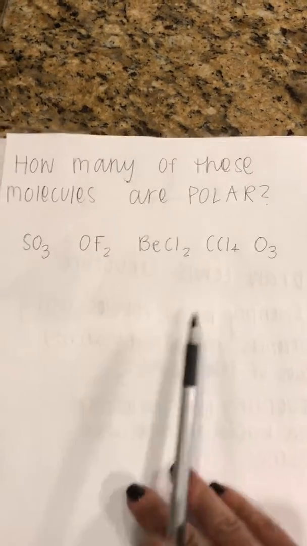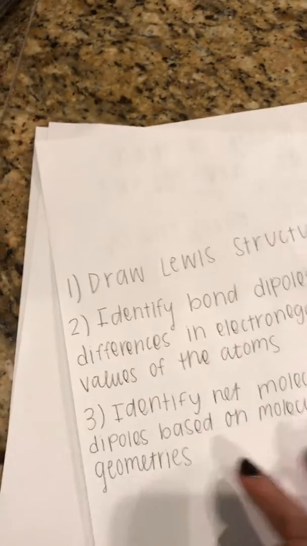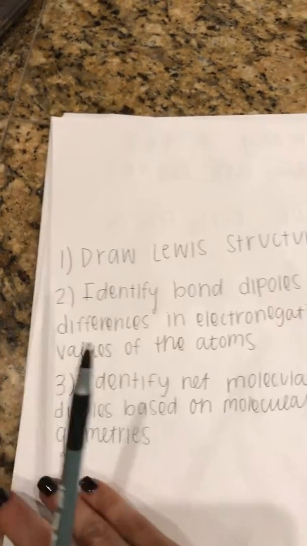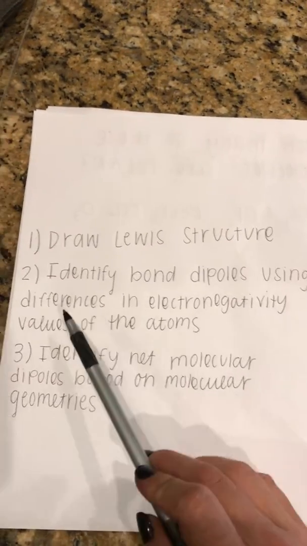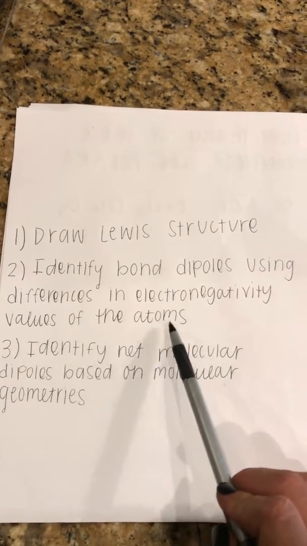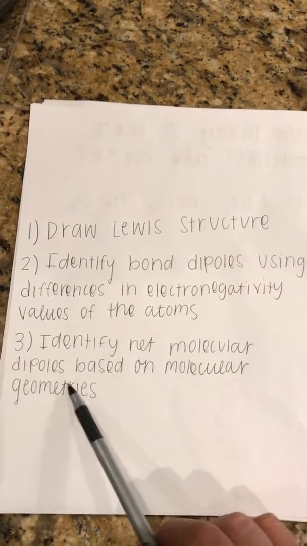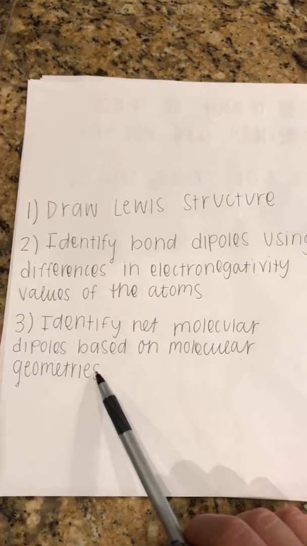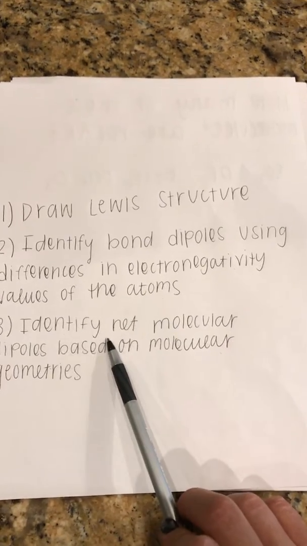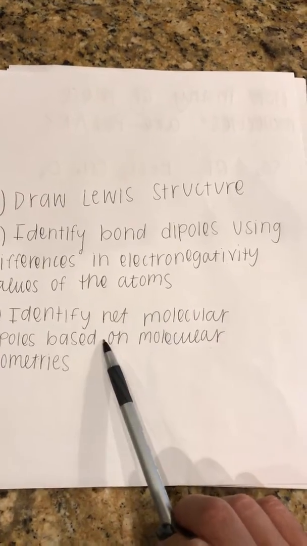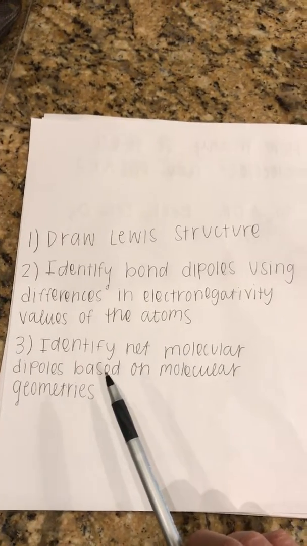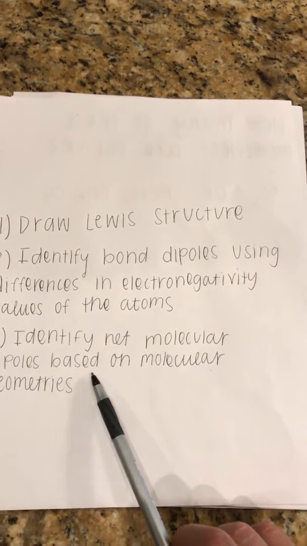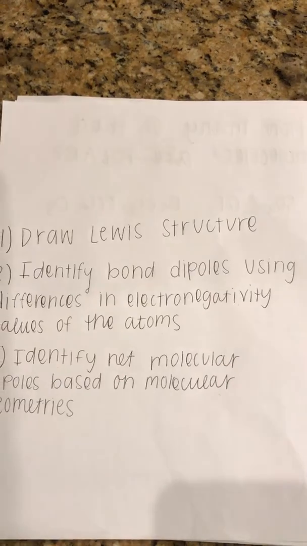The next step is to give an overview or the big picture. First, we're going to draw the Lewis structure, identify the bond dipoles using differences in electronegativity values of the atoms, identify net molecular dipoles based on molecular geometries, and think about the molecular geometry in order to finish solving the problem and decide whether the molecule is nonpolar or polar. Then we solve the problem, and we will go through each molecule one by one.